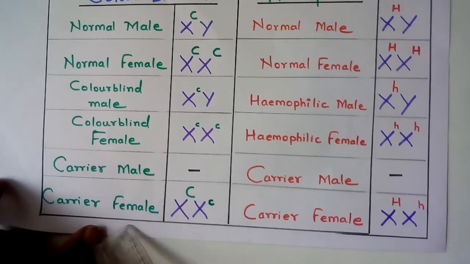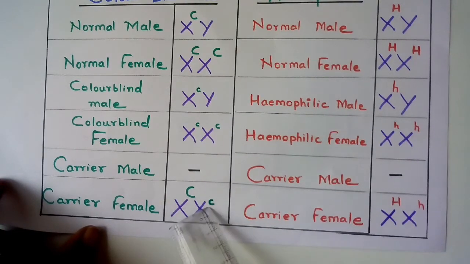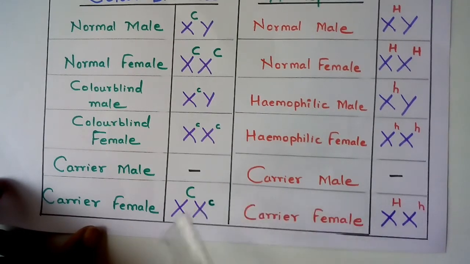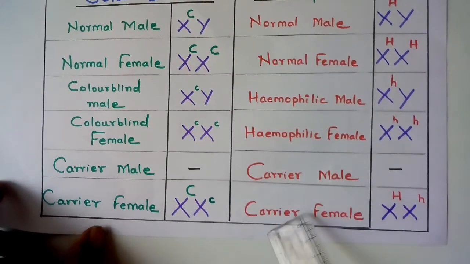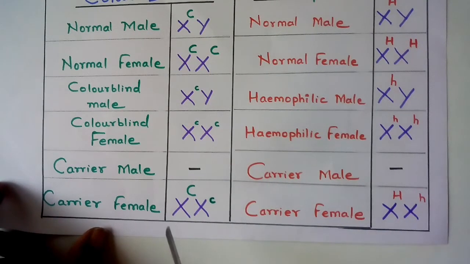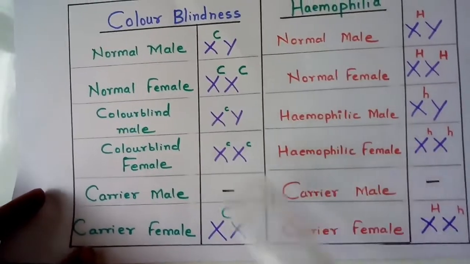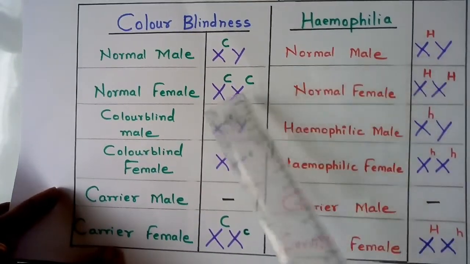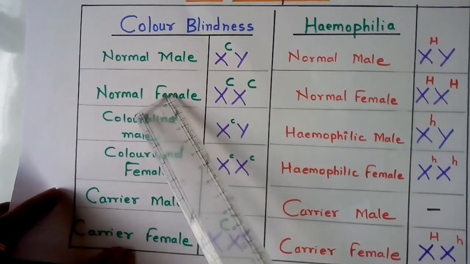Hence, they become carriers, or they will just carry the gene for that particular disorder, but they will not show any symptoms of that disorder and they will be perfectly all right, that is normal ones. So this is how you can remember. When both the genes are dominant, then the organism will be normal.